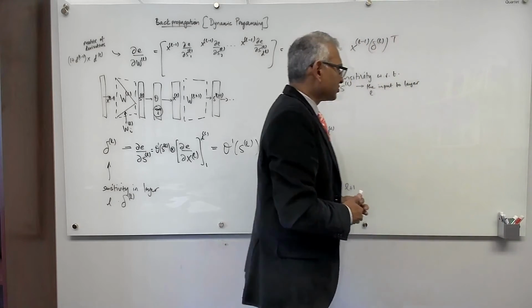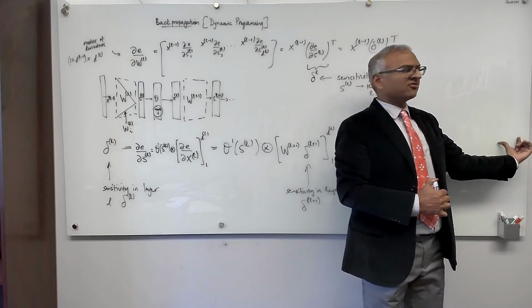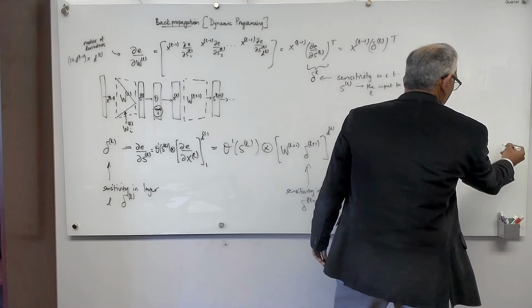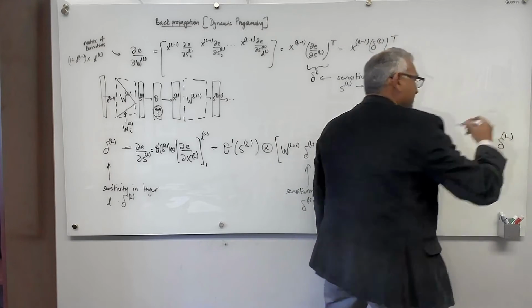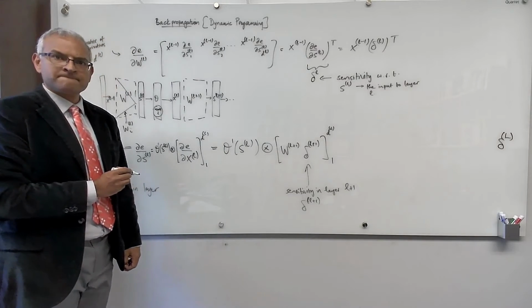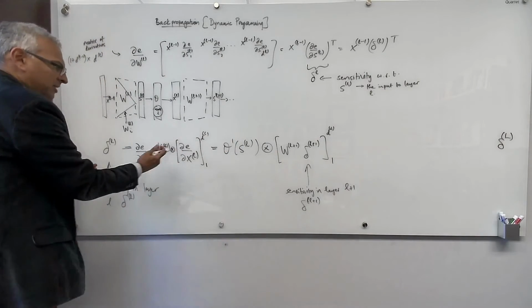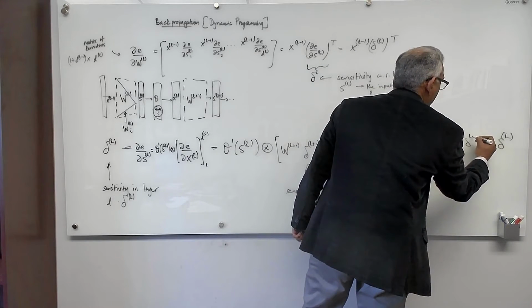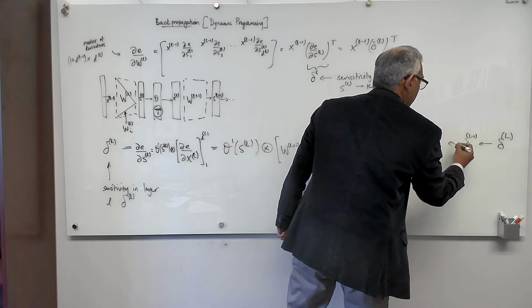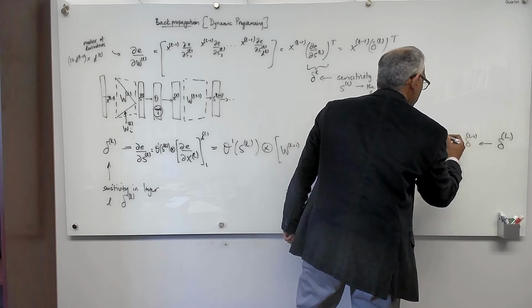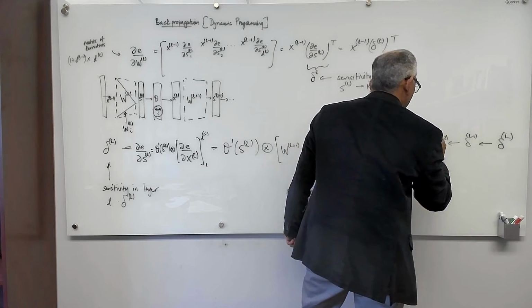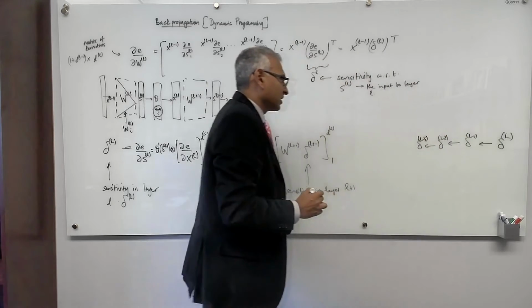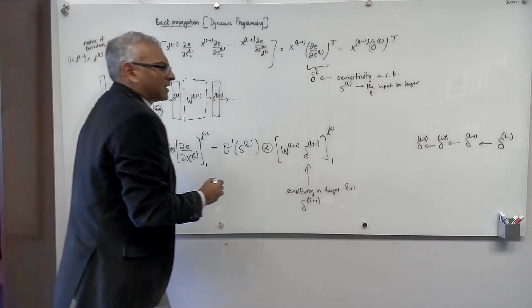And so if I can compute the sensitivity in the final layer, delta L, then this equation tells me what delta L minus 1 is. And I can iterate and get delta L minus 2, and I can iterate and get delta L minus 3. In fact, I can keep going all the way up to delta 1.